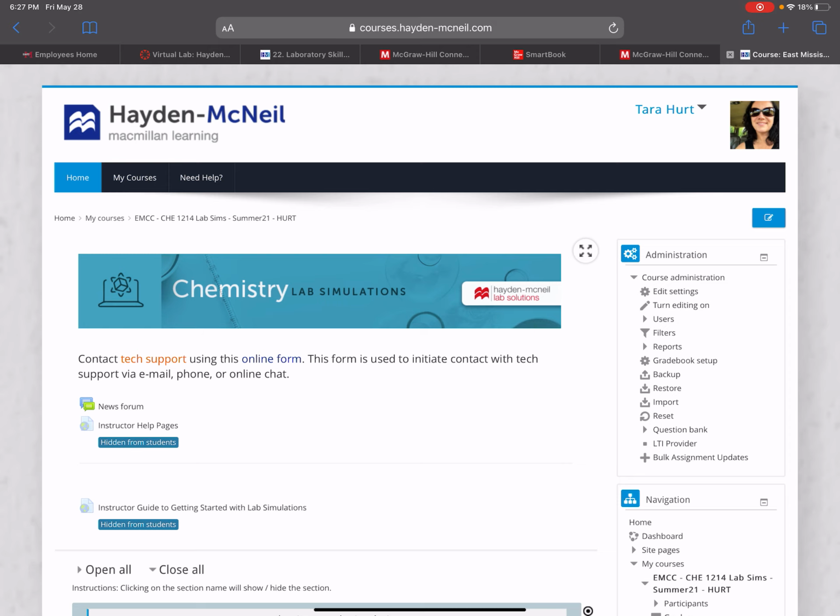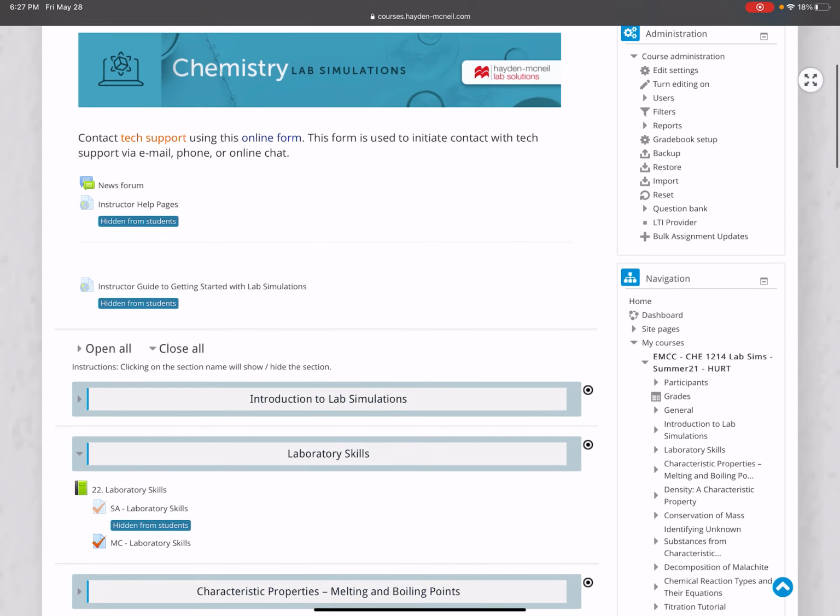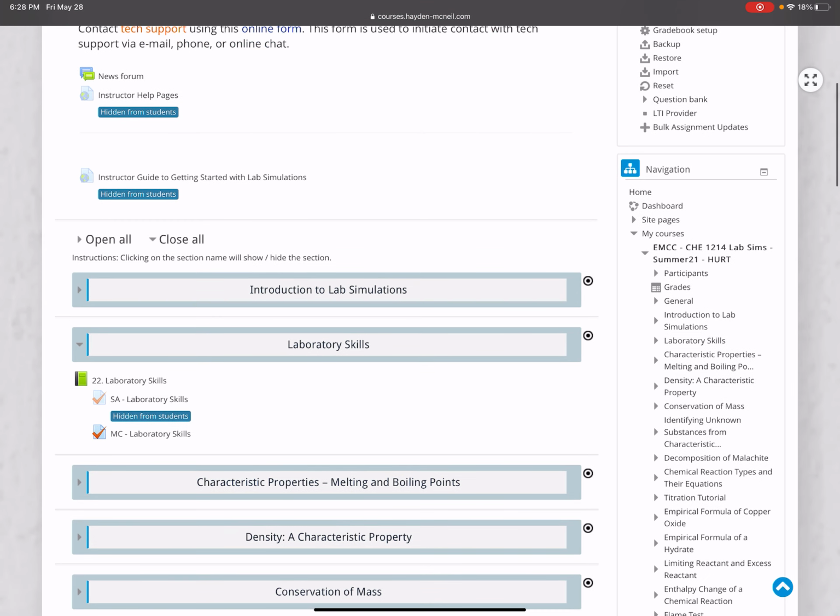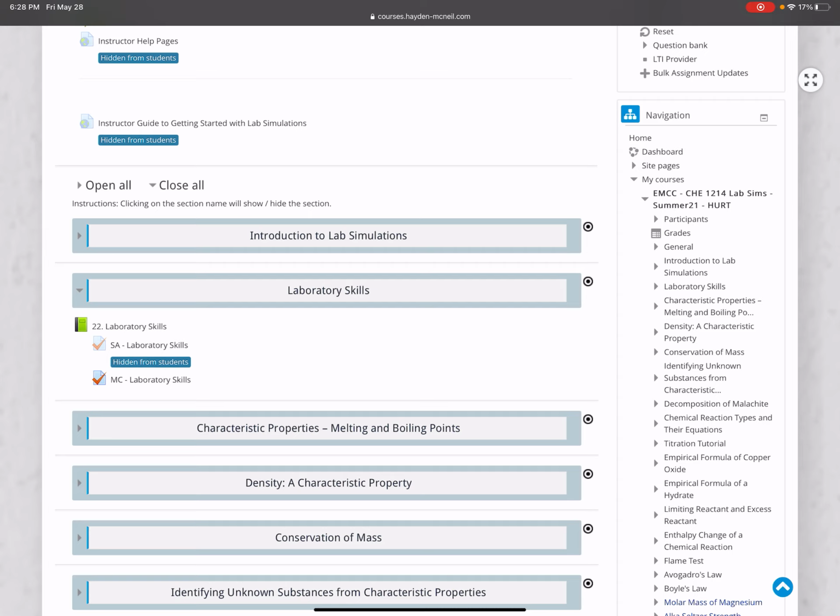And I mean, y'all are going to have no trouble figuring out how to use this. The labs on here are pretty much in order. Those first 4 are the ones you do for this week. You can see I've expanded the second one, the laboratory skills one. The little green book there, that's your procedure. If I click that little MC laboratory, that's your multiple choice questions.